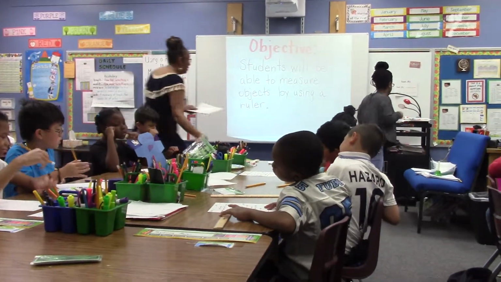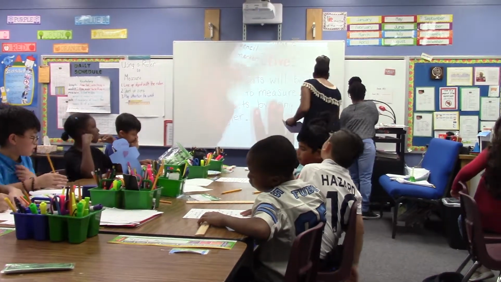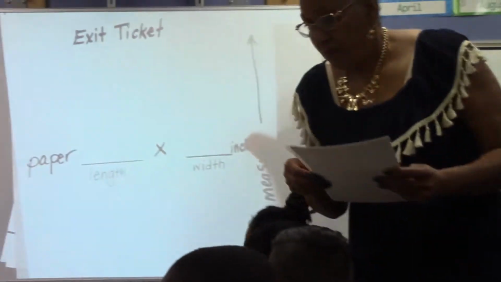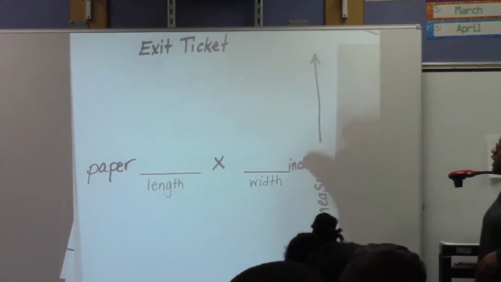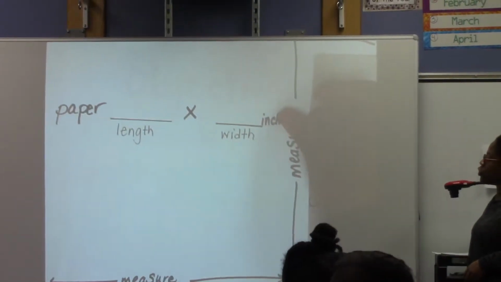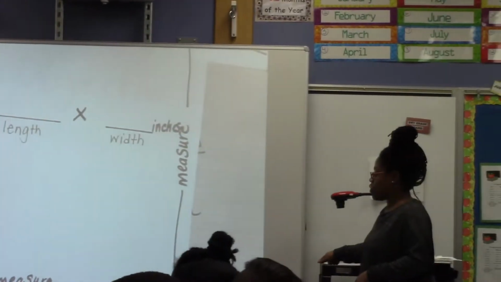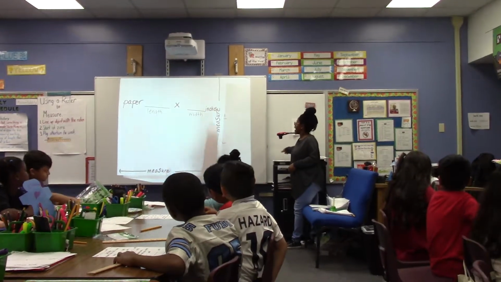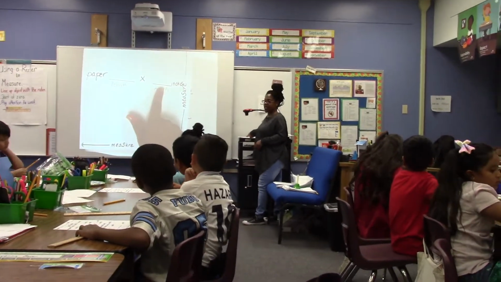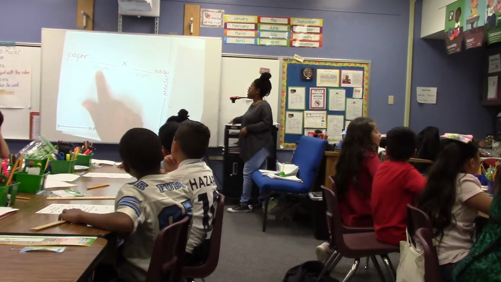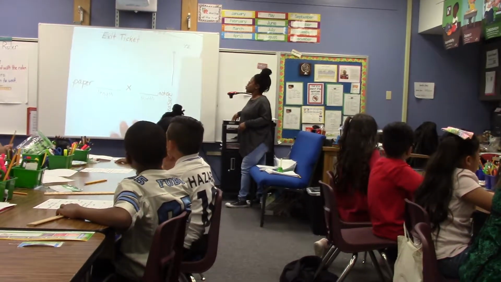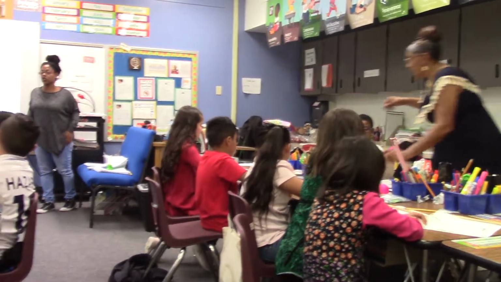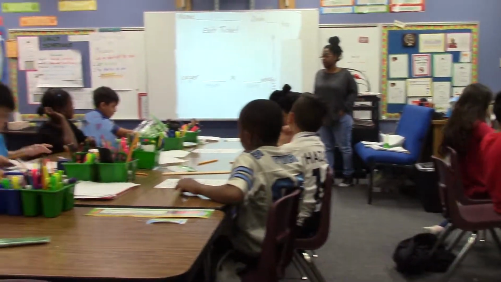On your exit ticket, this is what it looks like. It is a regular sheet of paper. What you are going to do is measure from this end to this end, and then from this end to that end, and you're going to put both measurements right here. One here and one here. Make sure you put your name on it because I would like for you to get credit for learning how to use a ruler properly. Go.